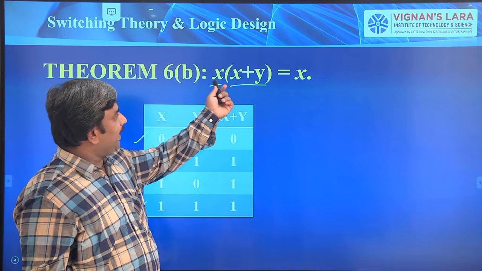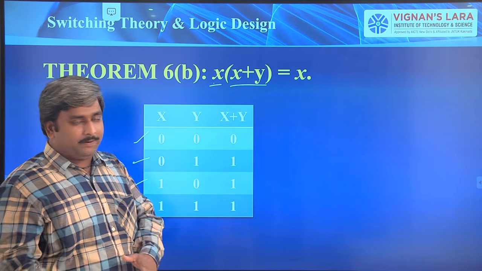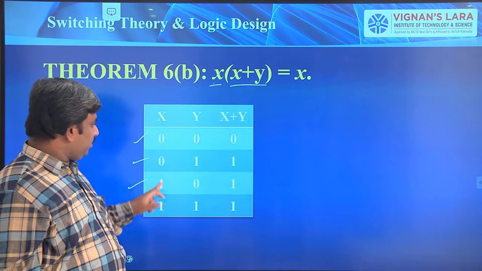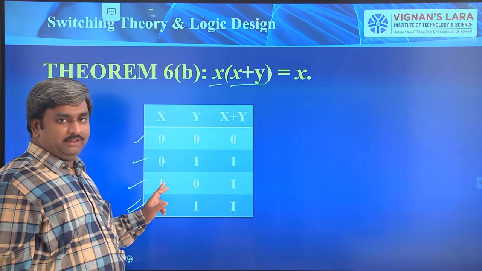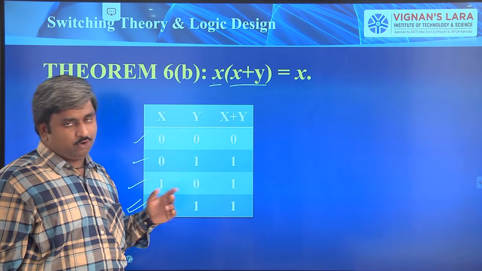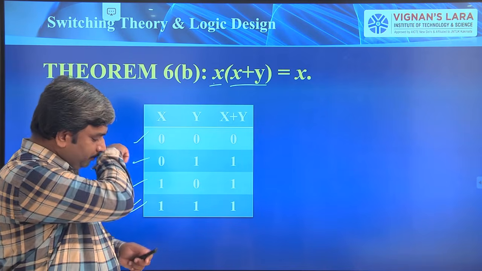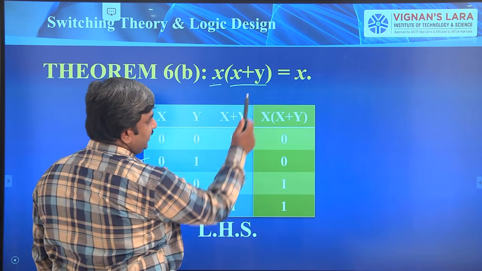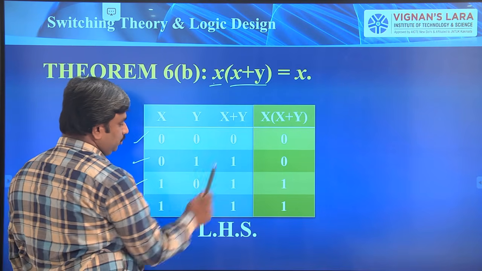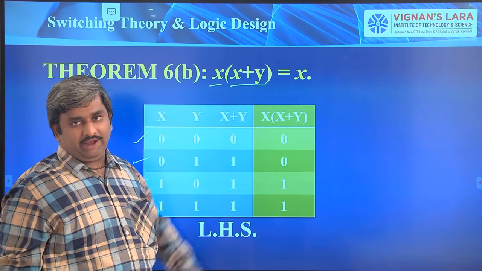Now what is the operation? x into x plus y. You have to do the AND operation between x and x plus y. So this one and this one you have to multiply, that is the product operation or AND gate operation. Why? Because AND gate operation and product operation are both the same, there is no change at the output. Now x into x plus y: 0 into 0 is 0, 0 into 1 is 0, 1 into 1 is 1, 1 into 1 is 1.